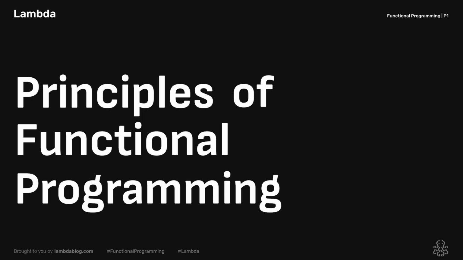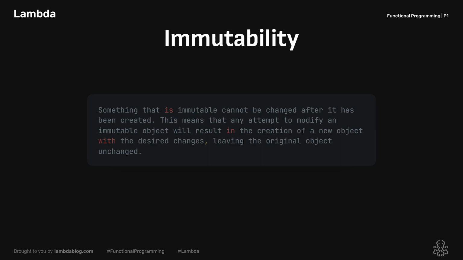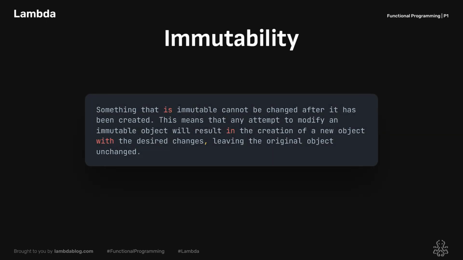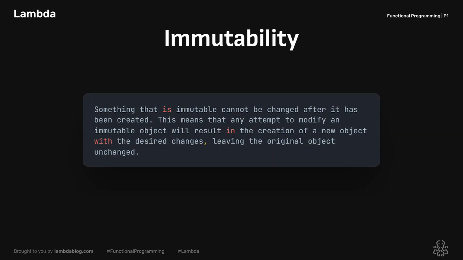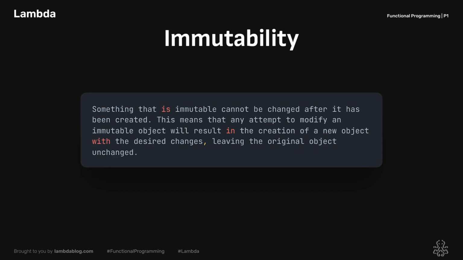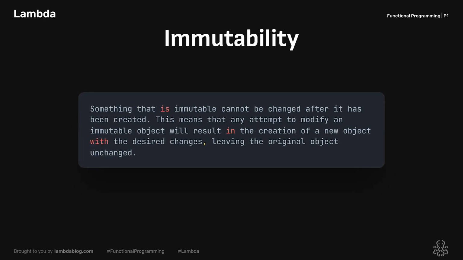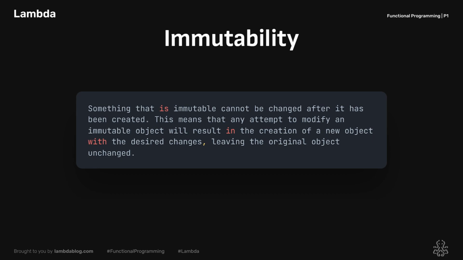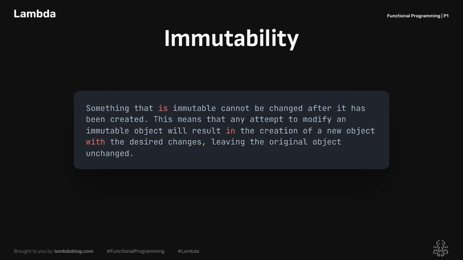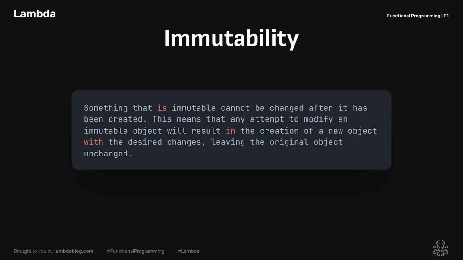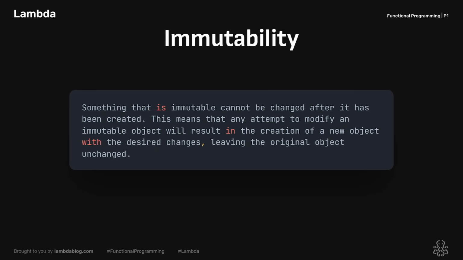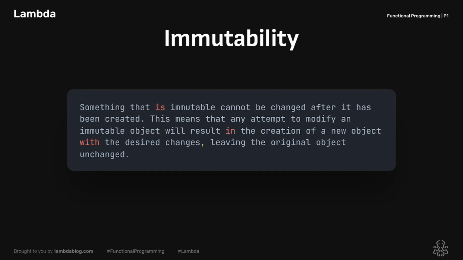Let's take a look at some of the principles of FP. The most important aspect of FP is immutability. Something that is immutable cannot be changed after it has been created. This means that any attempt to modify an immutable object will result in the creation of a new object with the desired changes, leaving the original object unchanged.